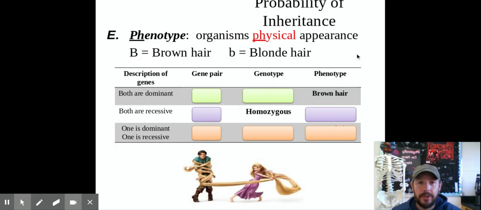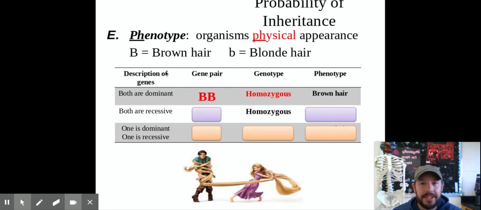So here we go. Our first gene pair, capital B for brown hair. What would we call this genotype? Bones, since they're both capital letters, they're both dominant genes, what would we call this genotype? Homozygous or heterozygous? No, the ones that are the same. Good. Homozygous. A homozygous gene pair, capital B, because both are dominant, okay, we said they're dominant, capital letters, this person will have brown hair.